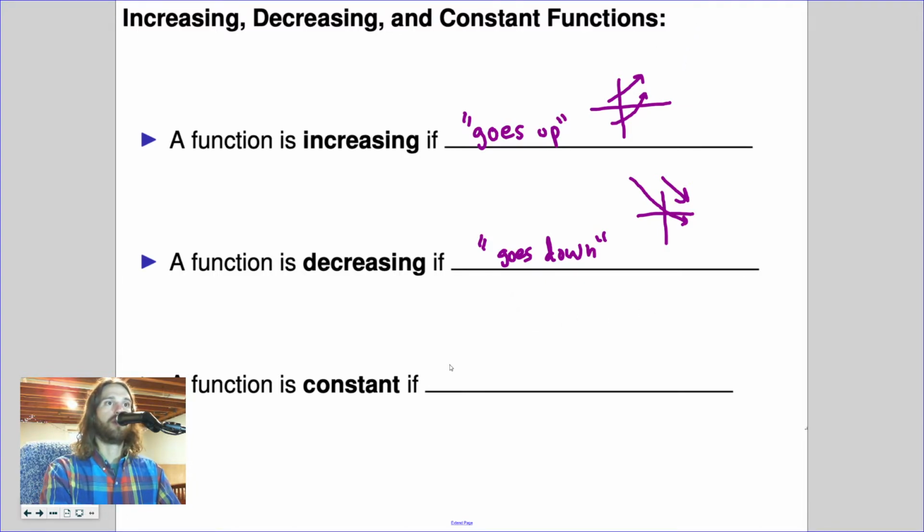Oh, there we go. A function is said to be constant if it stays flat. And on a graph, what does that look like? That looks like it is horizontal. So this is kind of like slope 0.